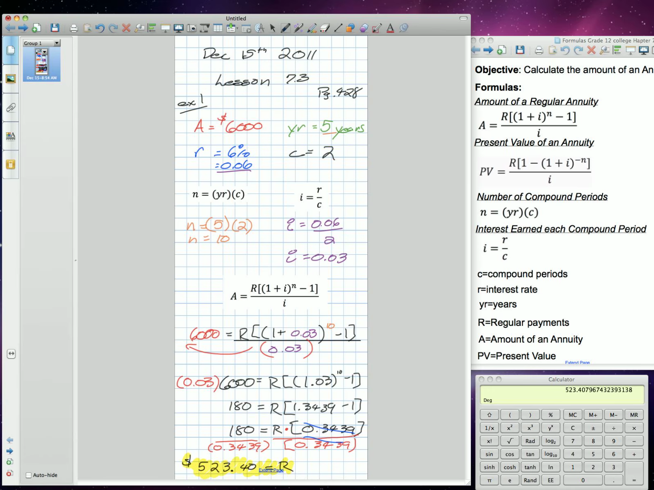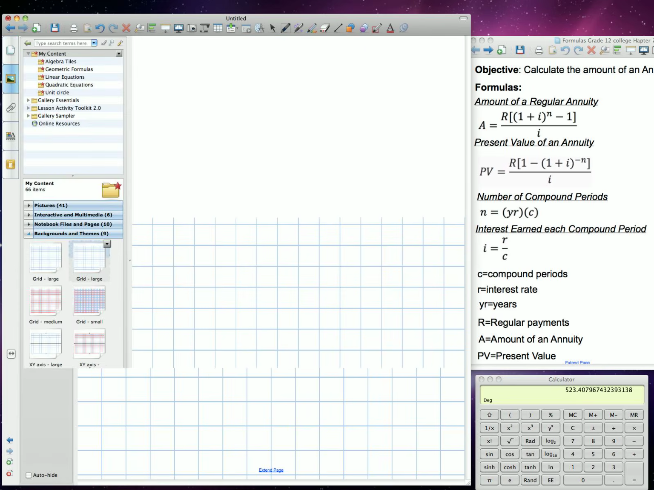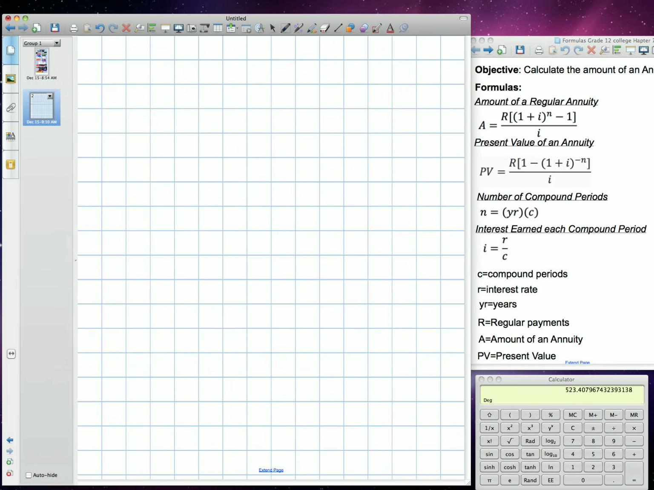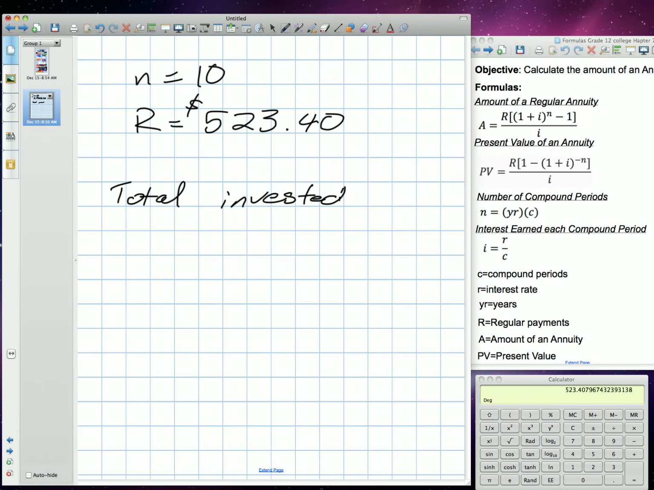So our next page here. We knew that our N was equal to 10. There were 10 compounding periods, and her regular payments were $523.40. Okay. So to figure out the total amount, what do I have to do with these two numbers? Multiply. If I multiply these two numbers, we'll figure out the total amount. I'm going to do this really quickly. The total invested by her is $523.40 times 10, which will be $5,234.